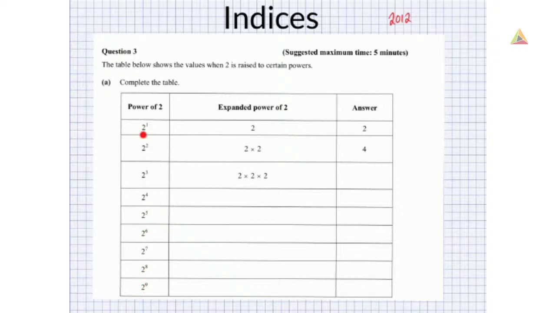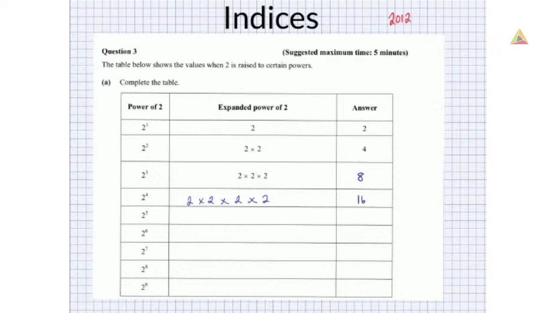Now when you expand them out, so 2 to the power of 1 is just 2. So your answer is 2. 2 to the power of 2 is 2 by 2. That gives you 4. 2 to the power of 3 is 2 by 2 by 2. That'll give you 8. So you need to put 8 into your answer here. 2 to the power of 4 is 2 by 2 by 2 by 2. And if you put that into your calculator, you get 16.